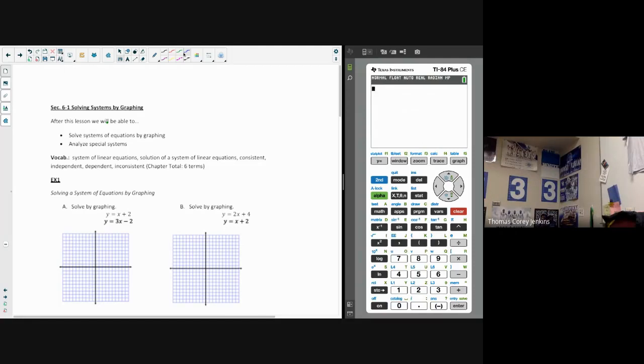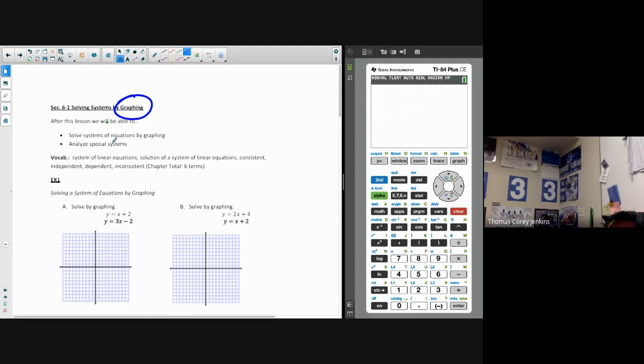Chapter 6 is all about solving systems of equations that have two variables. Today, specifically, we're looking at how to solve a system by using graphing. That's why yesterday I wanted to go over again how to graph a line, because you have to be able to do that. On that note, we will get right to it. Here are your learning targets. We want to be able to solve systems of equations by graphing and then analyze special systems.